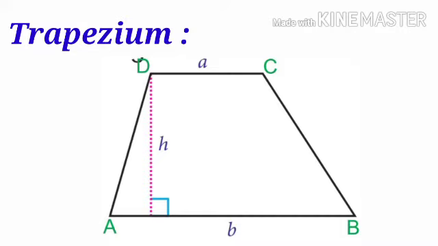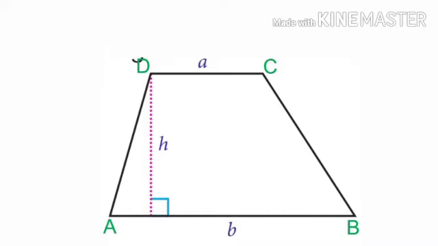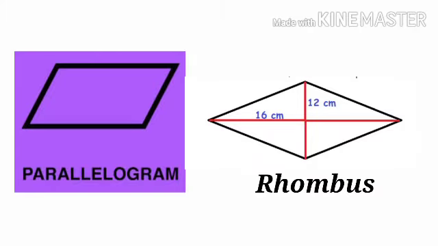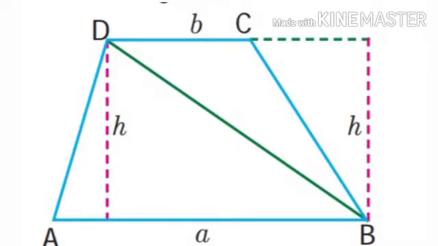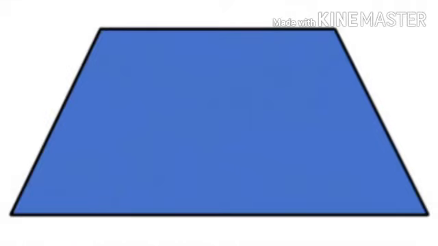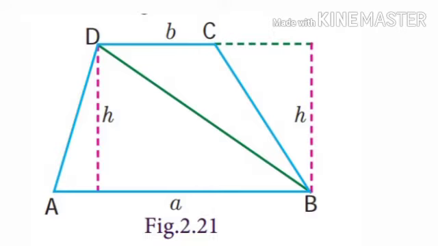Dear students, today we are going to see about the shape trapezium. We are familiar with parallelogram and rhombus. What will happen in a parallelogram if one pair of parallel sides are not equal? Can you draw it? How will it look like? The shape looks as given in figure 2.19.